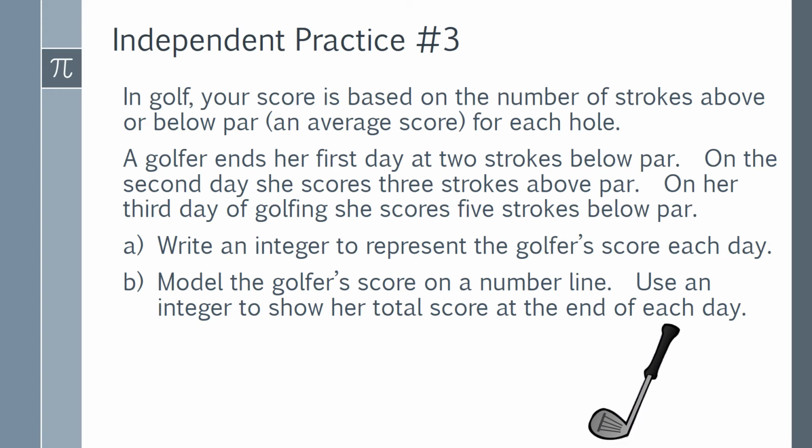Part A. Write an integer to represent the golfer's score each day. Part B. Model the golfer's score on a number line. Use an integer to show her total score at the end of each day. Now is a good time to pause this video and work on this problem if you have not done so already.